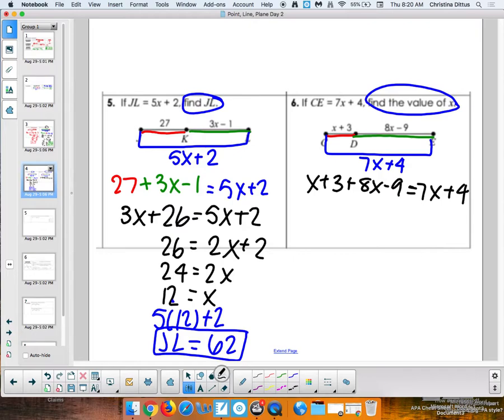How much x do I got? 9x. Anything else I can simplify? Negative 9 and 3 makes negative 6. Good. Can I do anything on the right? No, just rewrite it.